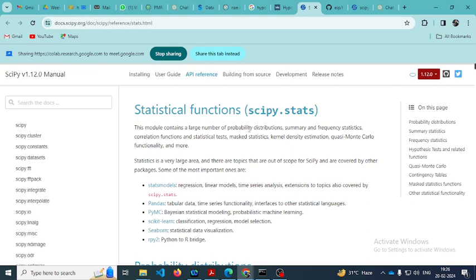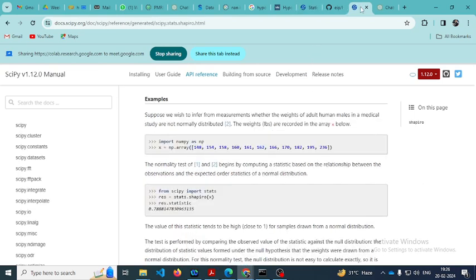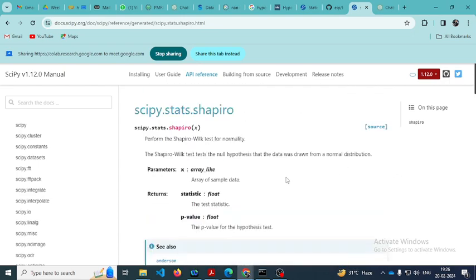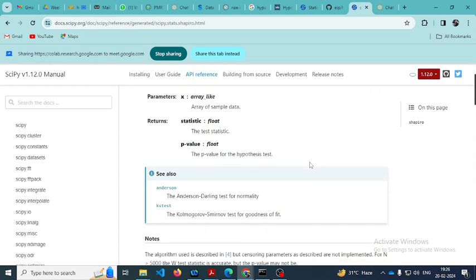docs.scipy.org, Shapiro. It will give some additional information. What is that Shapiro? What will it do? Basically, this Shapiro is used to test normality. You are going to call that existing library. Shapiro will test the null hypothesis that the data was drawn from a normal distribution. So it will check that one.